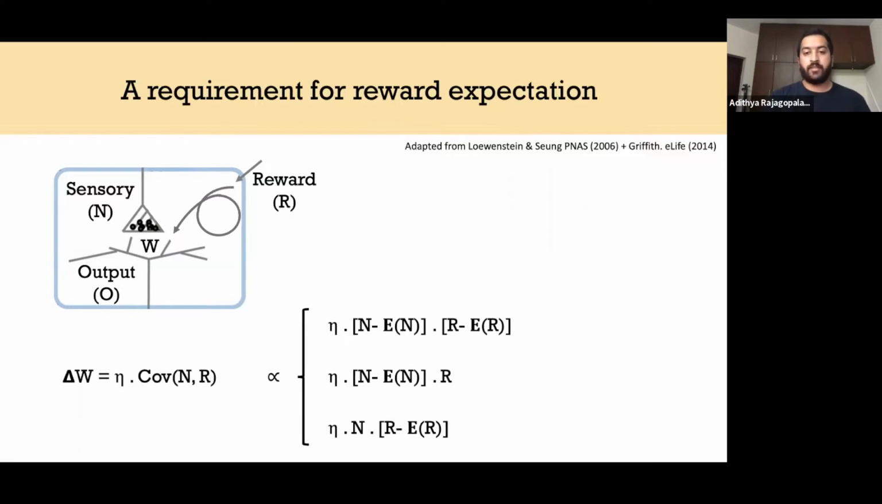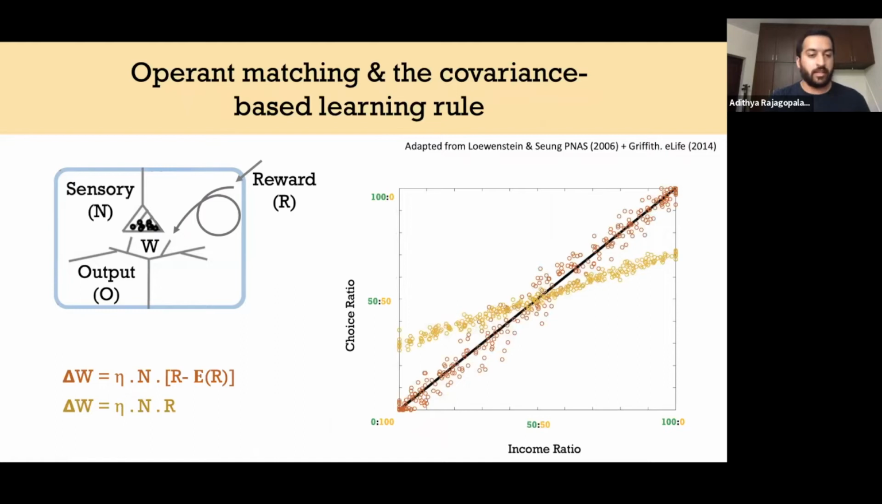Sorry, I missed a slide here. This is just to show that I recreated the simulations in this task. And when I simulated this kind of circuit with a covariance-based learning rule as defined by the authors, you see that the results lie along the unity line and show matching. Whereas when you have a non-covariance-based learning rule, you don't see matching. You see significantly more undermatching than you observe even in the animals.